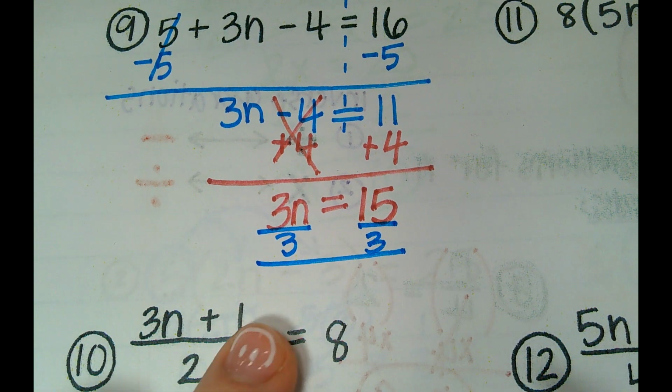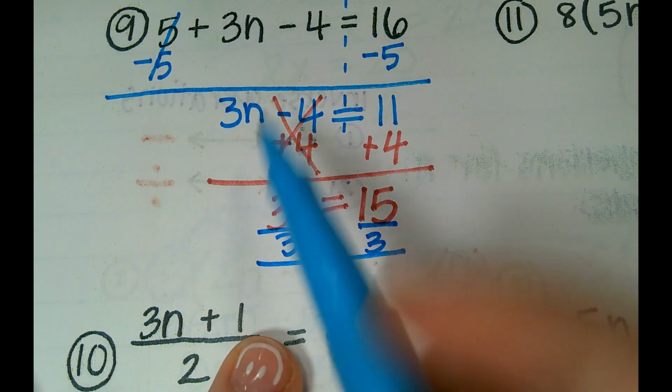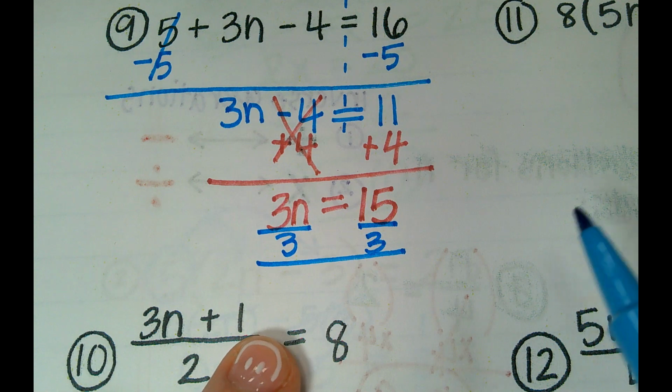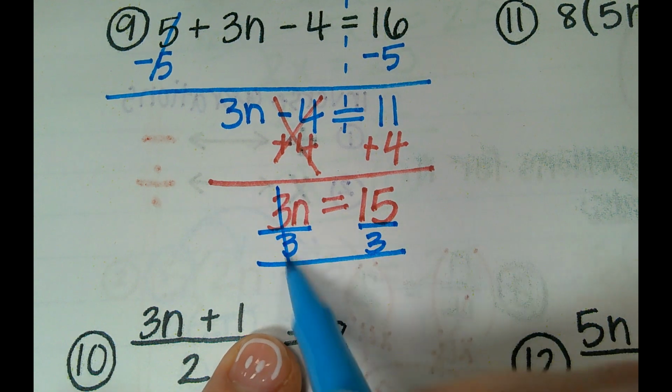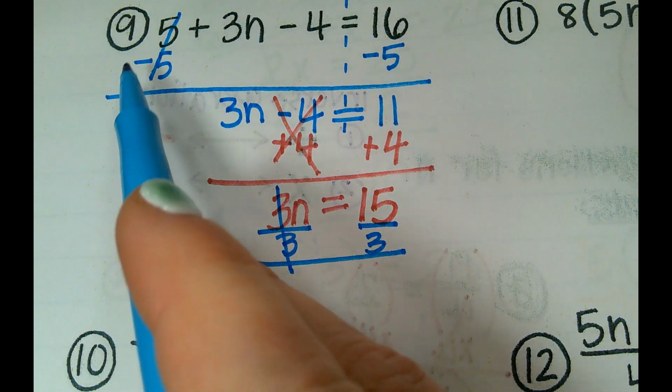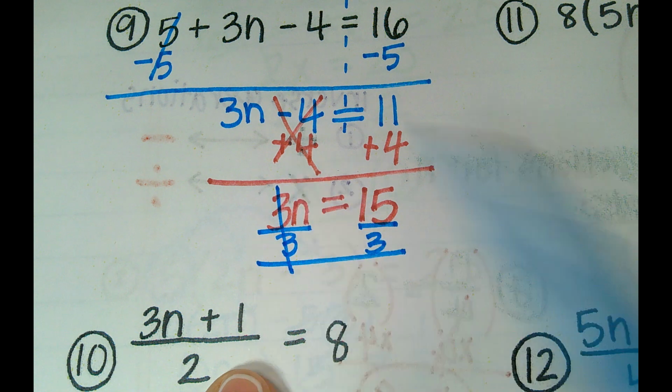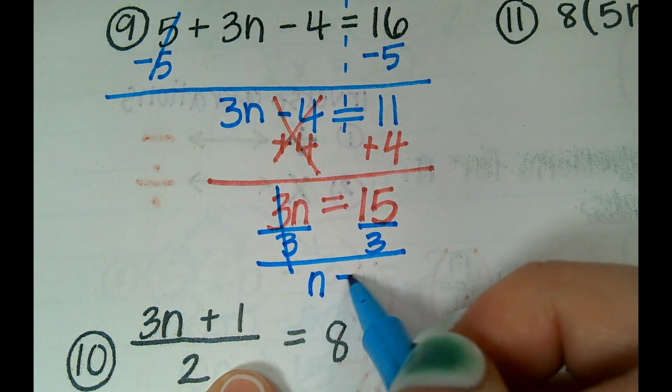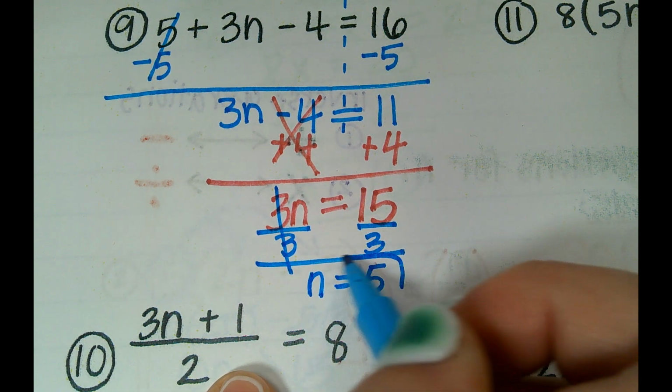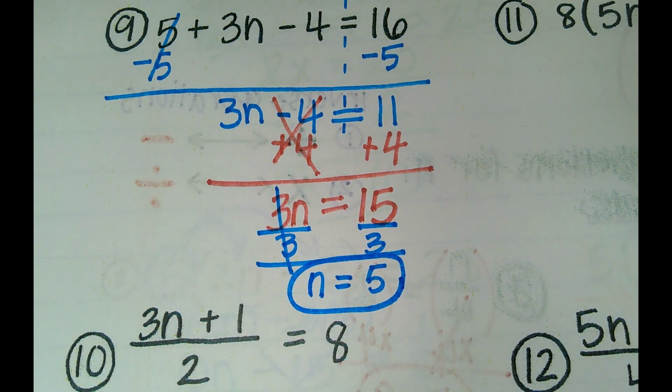I did the opposite, but I still got n equals. You did plus 4 first? Perfect. Yeah, you can do that in either order. You can either do the minus 5 first, or you could have done the plus 4 first. So n equals 5. Perfect. All right. So that is number 9. And that's perfect.